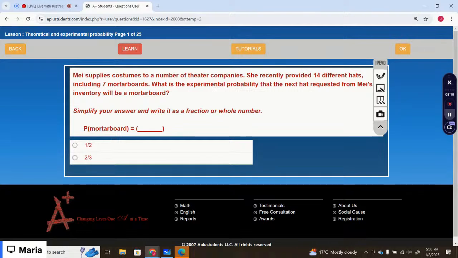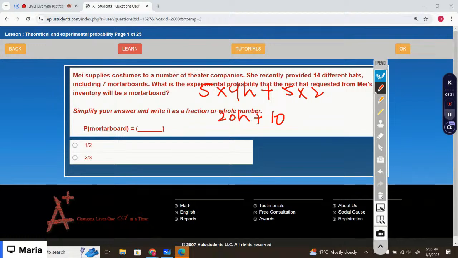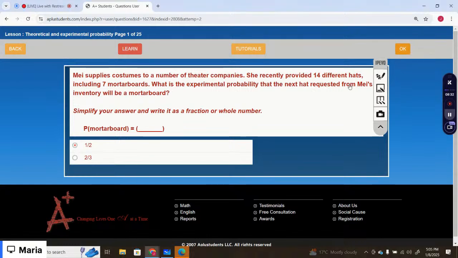So, the total hats are 14, right? And the mortarboards are 7. So, the probability is 7 out of 14. You can simplify the answer, that is 1 by 2. Option number 1 is the correct option.